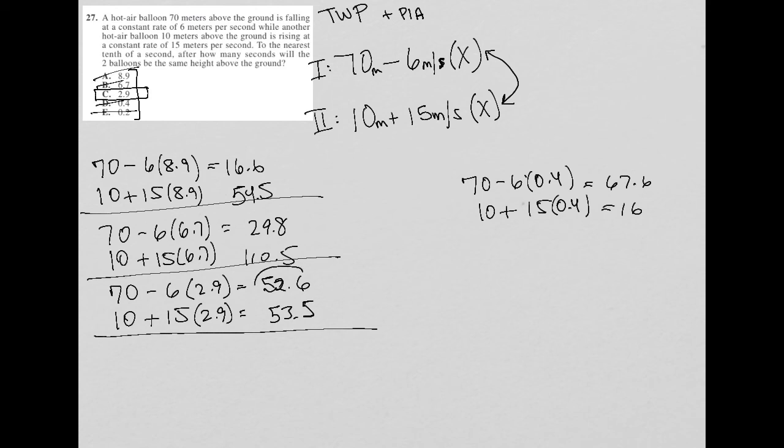I didn't get exact numbers here, so let me just check back to the question to see if I misread anything. So to the nearest tenth of a second... Oh, I see. If I round it to the nearest second, it's 53 for both of these. So I don't know, I think that I tried the strategy. C is the only one that gives me two extremely close values, so it has to be the best answer out of the bunch.